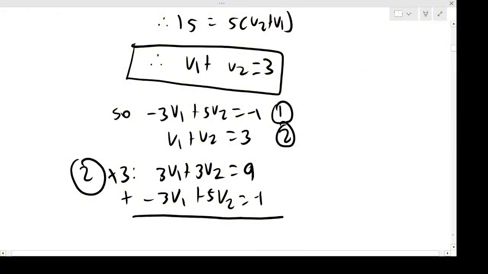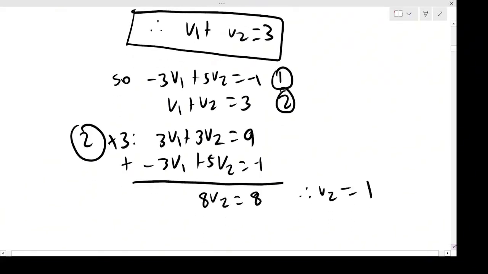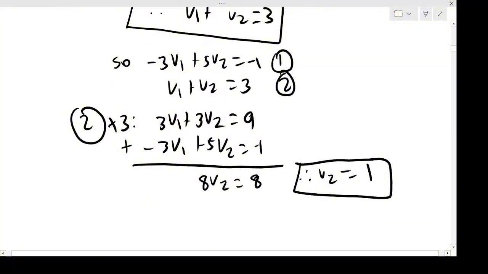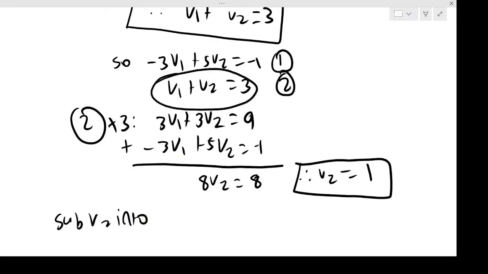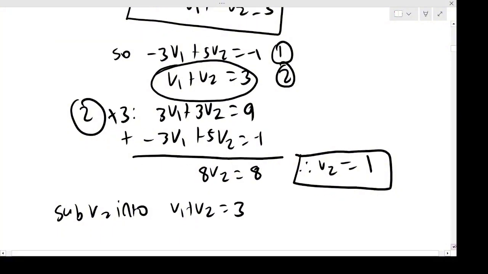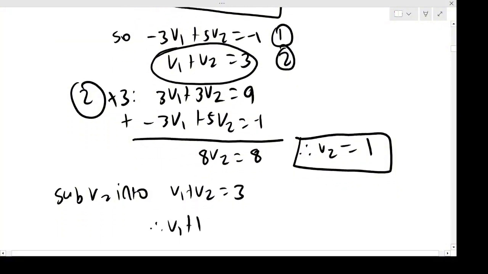One's positive, one's negative. So that'll go to 8V2 is 9 minus 1, which is 8. So therefore V2 is very nicely just 1. Then I can find V1 by substituting V2 in. So sub V2 into, let's say, the second equation here. Let's just say V1 add V2 is 3. So that means V1 add 1 is 3. Therefore V1 is going to be 2. And there we are.